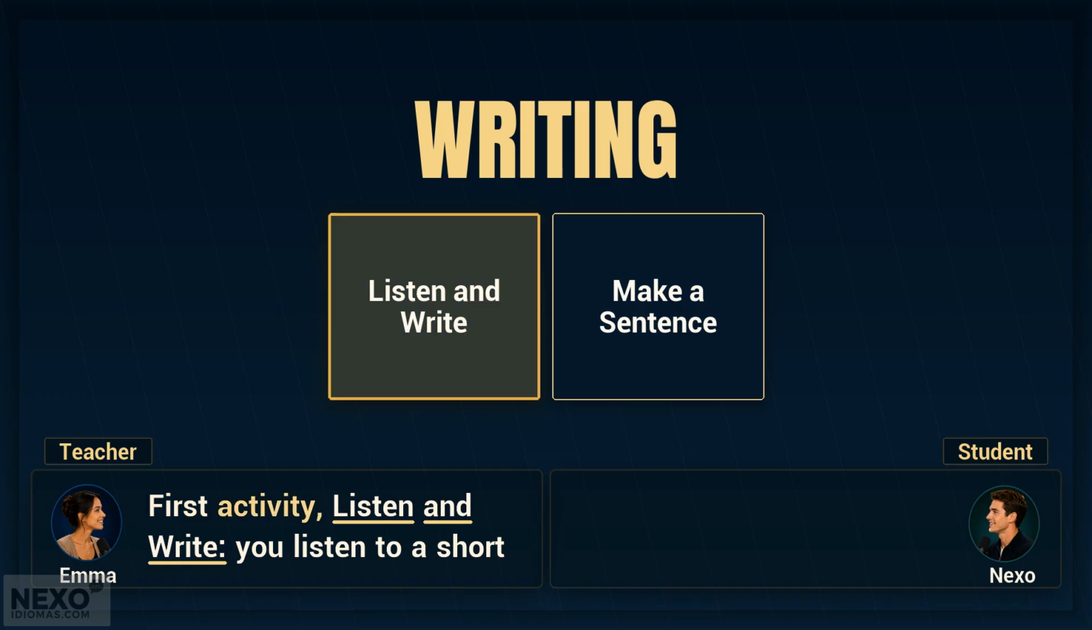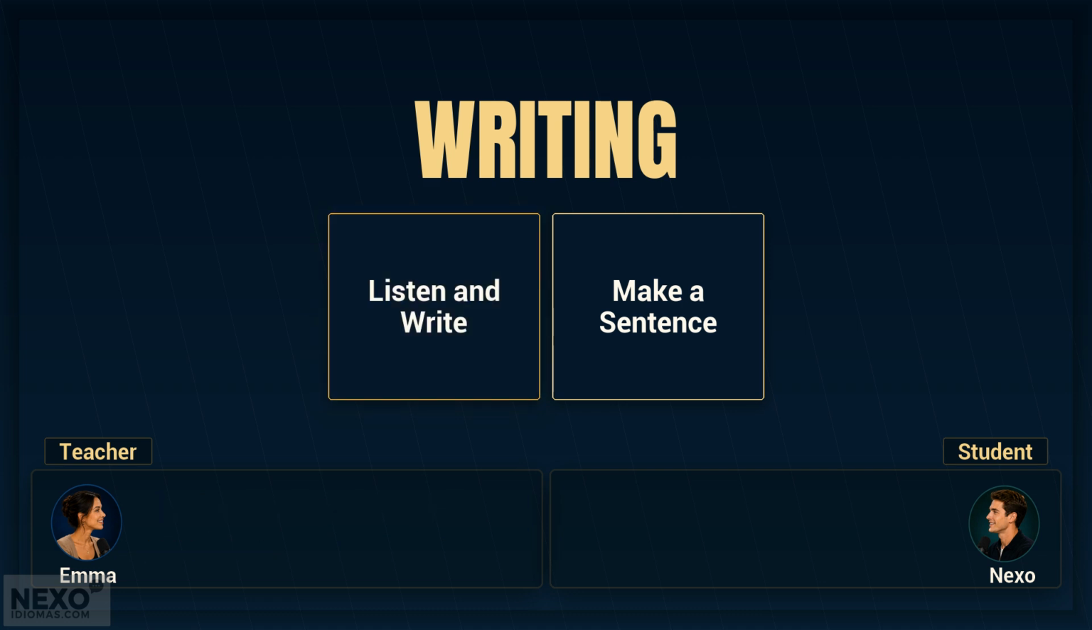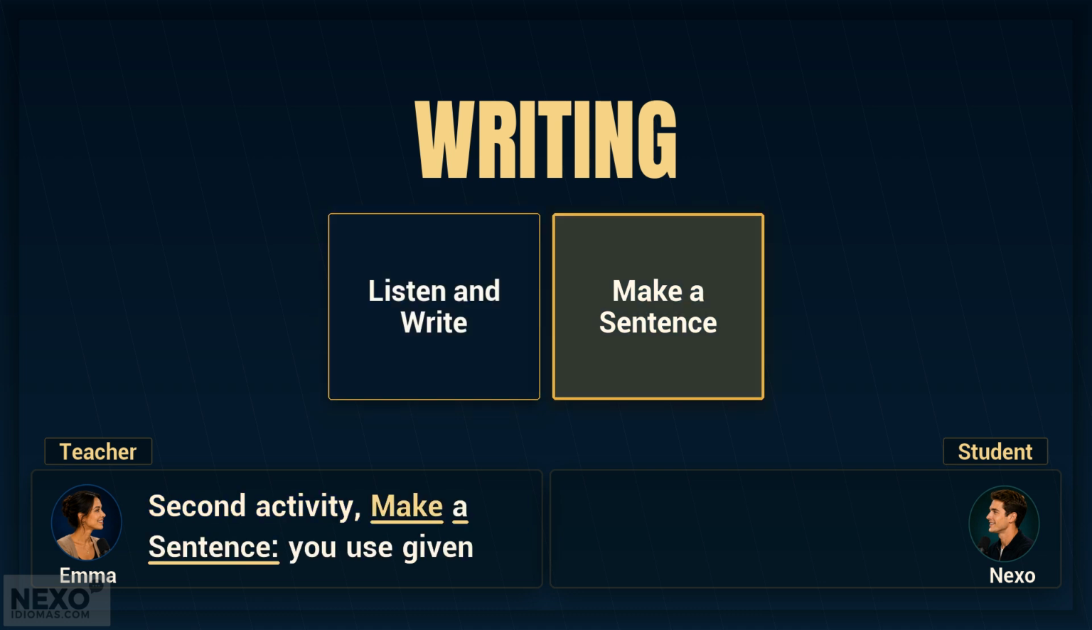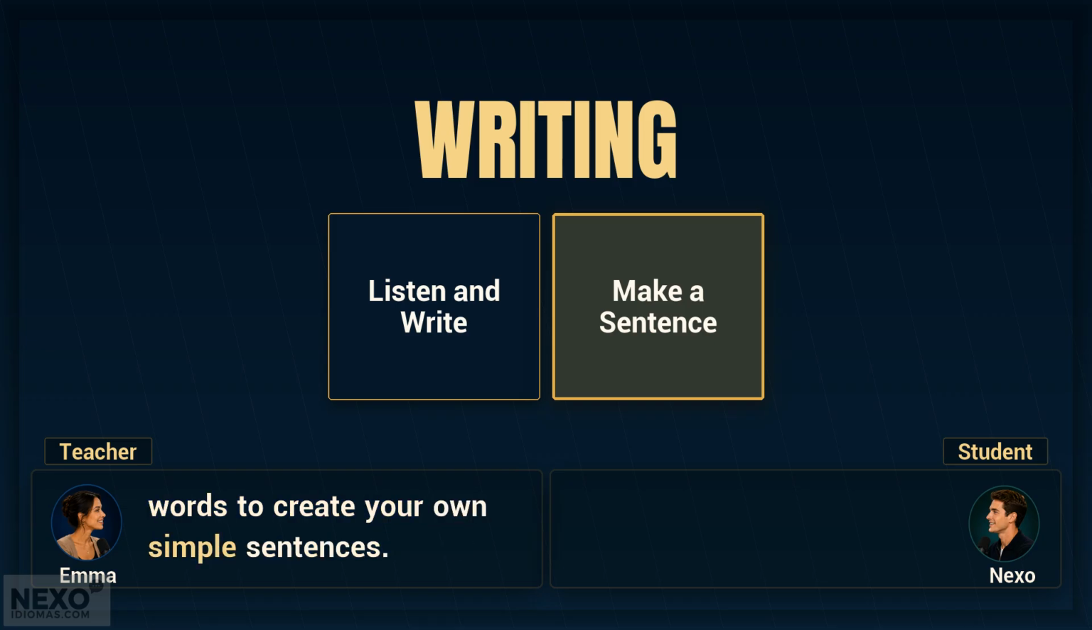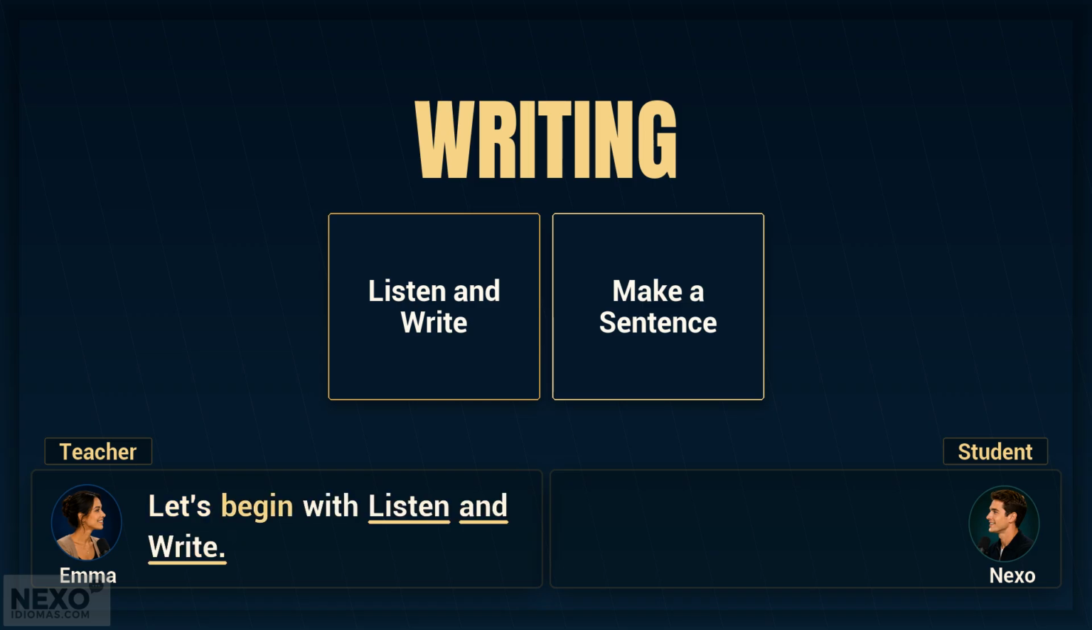First activity, listen and write. You listen to a short text and write the words you hear. Second activity, make a sentence. You use given words to create your own simple sentences. Good. Writing helps me remember the words. Exactly. Let's begin with listen and write.